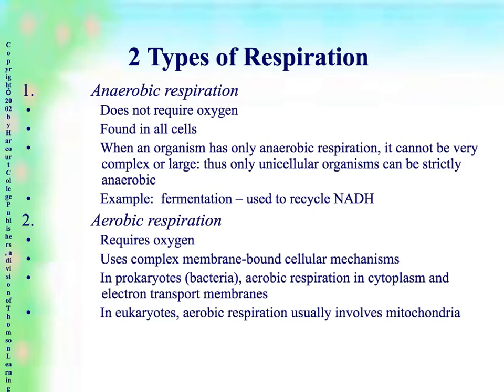Aerobic respiration requires oxygen. It uses mitochondria, a complex membrane-bound cellular mechanism. In bacteria, or prokaryotes, aerobic respiration occurs in the cytoplasm and in membranes, even though they don't have mitochondria. In eukaryotes, aerobic respiration usually involves the mitochondria.